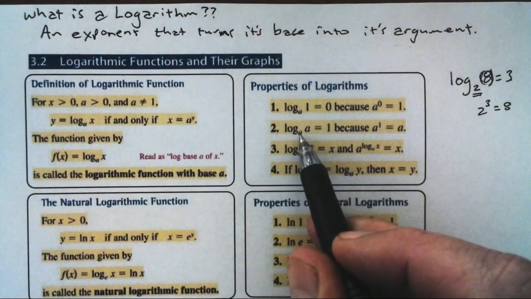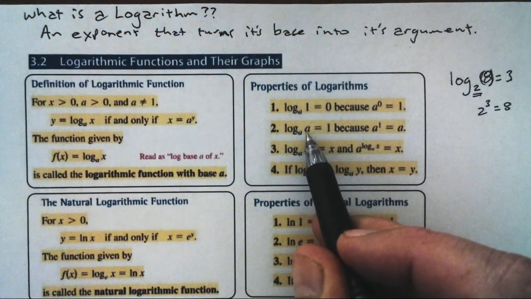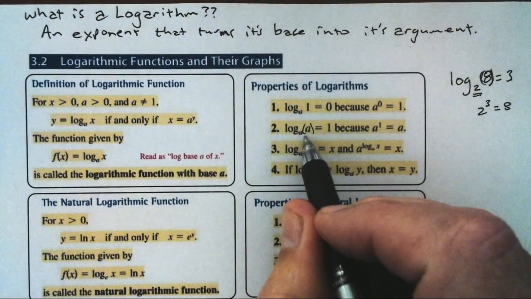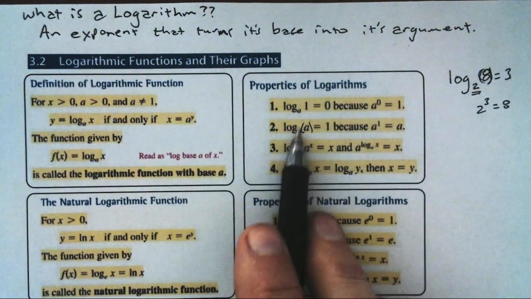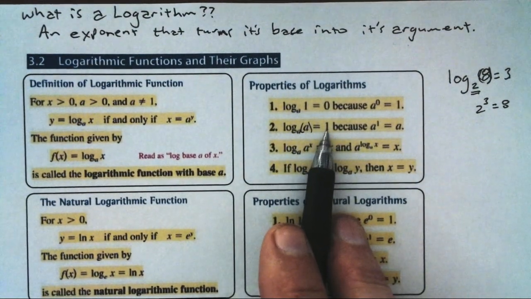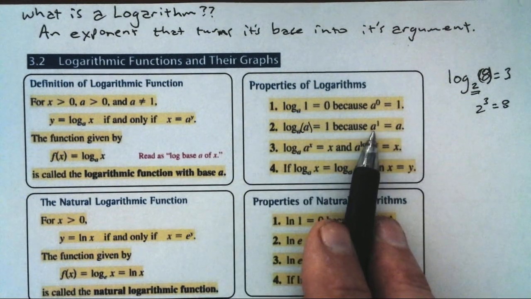Log base A of A means A is going into the function. Log base A of A is 1. Well, this thing, which is equal to 1, is the exponent. 1 is the exponent that turns A into A.